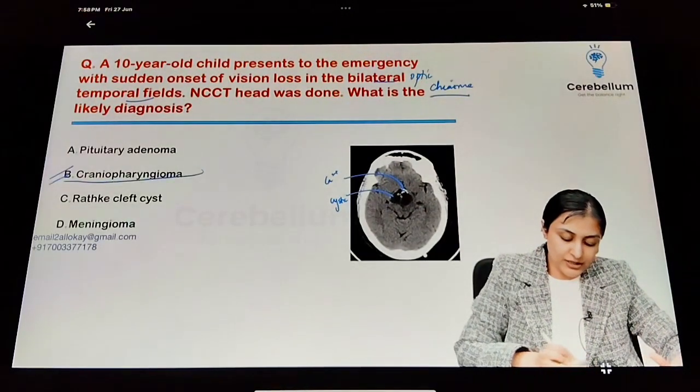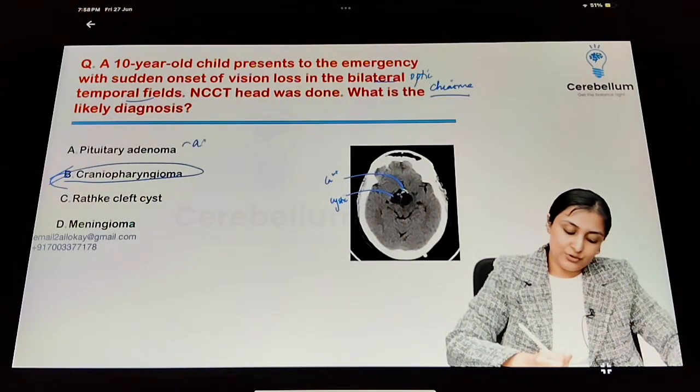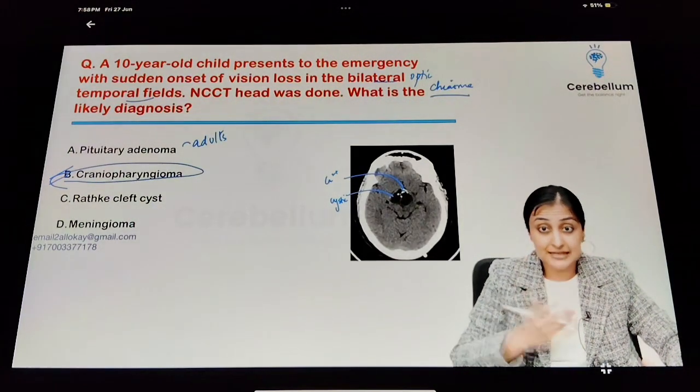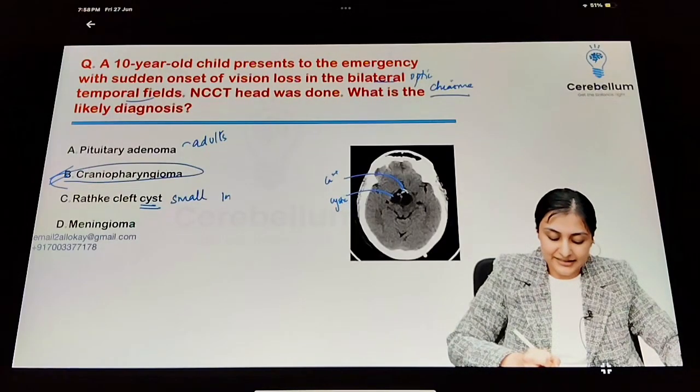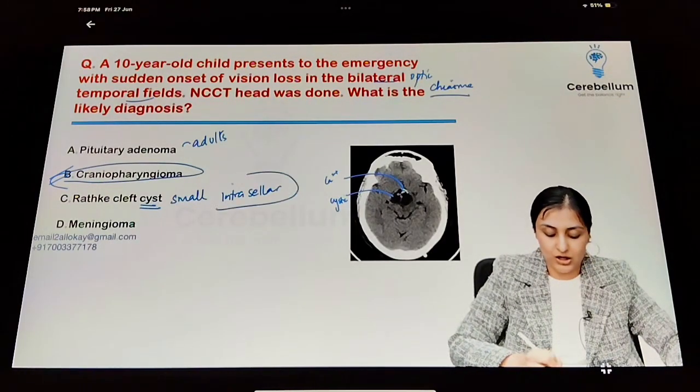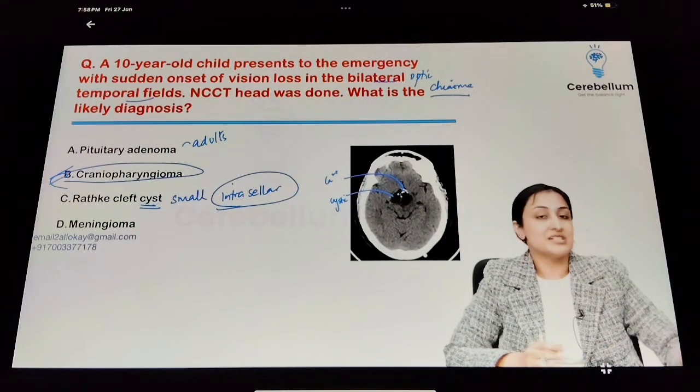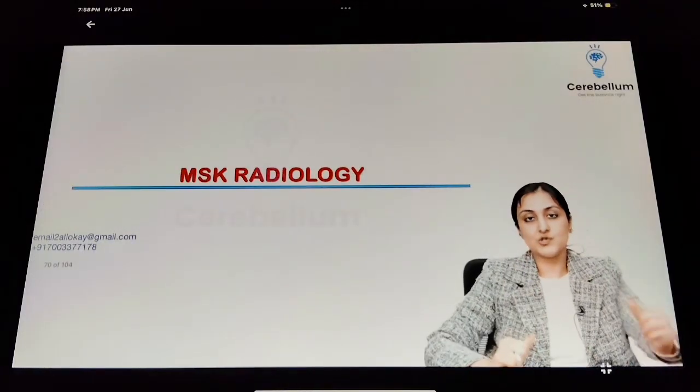What is it? C for craniopharyngioma. Pituitary adenoma is seen in adults. It's a solid enhancing lesion, not a cystic lesion with calcification. Rathke cleft cyst is usually very small, intrasellar. It will not expand to block the optic chiasma. And meningioma, we'll see a dural tail, we don't see any of it. With this, we complete neurorad.